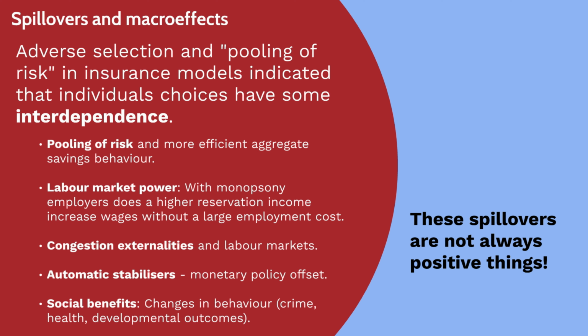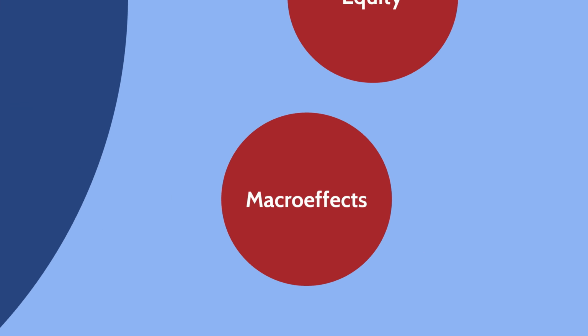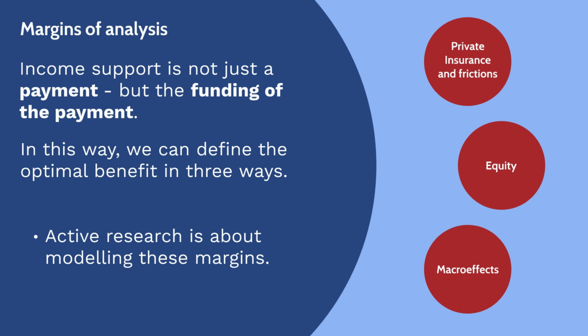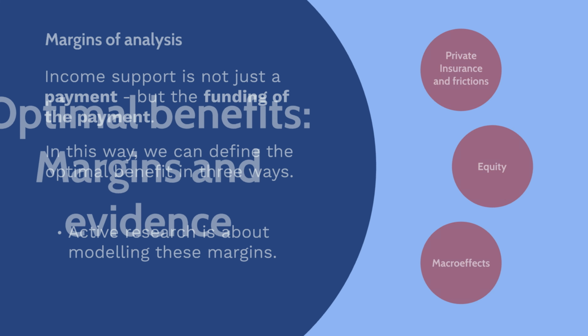All these things interplay with each other, and these arguments are as old as time. You can go back 150 years and people were discussing the same things. We have new fancy models that allow us to think about a margin, but the interplay between them all is complicated, and a lot of the modern work is about trying to understand these margins, trying to measure them and trying to figure out how they play out, what they tell us about what an optimal benefit would be, an optimal structure of unemployment support, and how it relates to these different margins of insurance, equity, and macroeconomic spillovers and effects that we've just discussed.